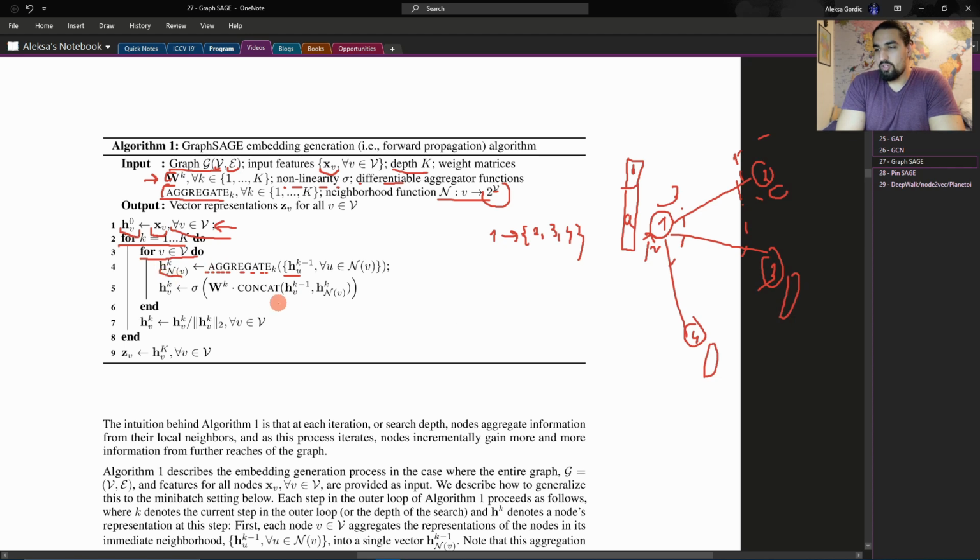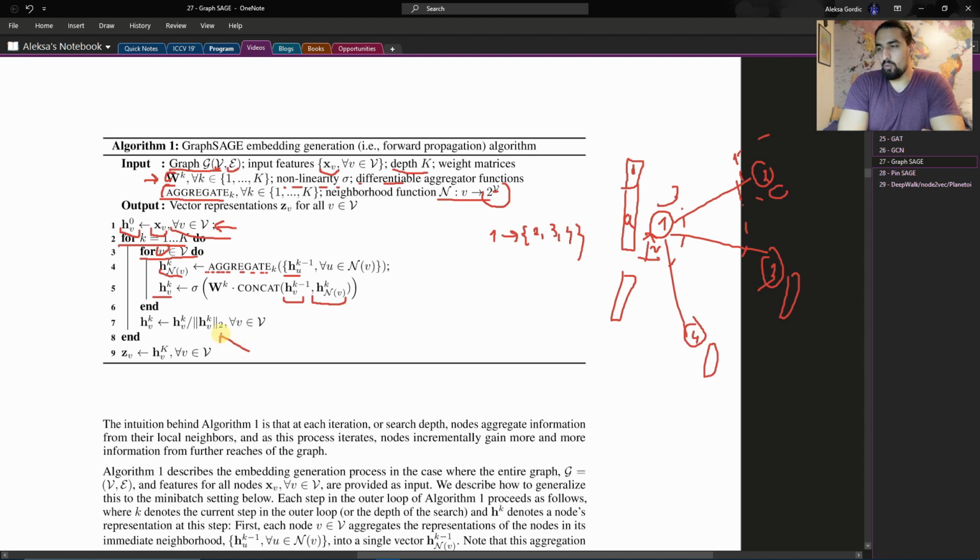Once you have that, you just concatenate the current representation, so the current node's representation. So we are currently at V, and this is V. So we take its representation and we concatenate it with the aggregated representation, and we just do a feed-forward layer, and that's it. There is one additional detail.